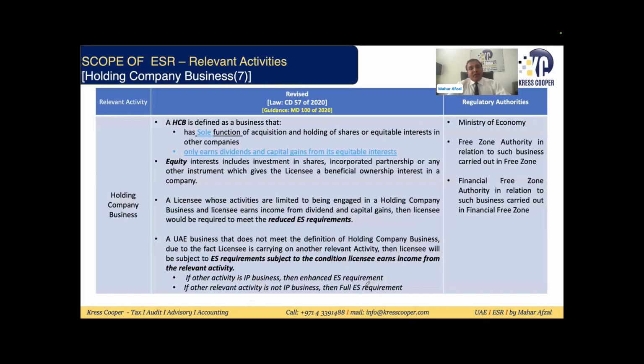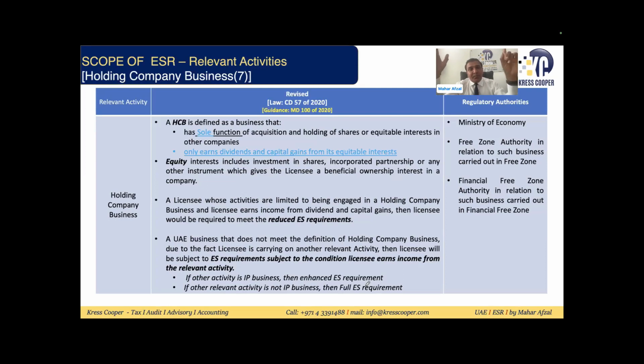Holding company business: if a business is making investment in equity or equitable interest, and from there they are getting income only in the form of dividend or capital gain, then it will be subject to ESR. It will be considered that the company is involved in the holding company business. If they are getting any other income along with this, there is a possibility that one company, the holding company, gets income from a relevant activity or a non-relevant activity. So it will be assumed that the company is doing the relevant activity, relevant business.